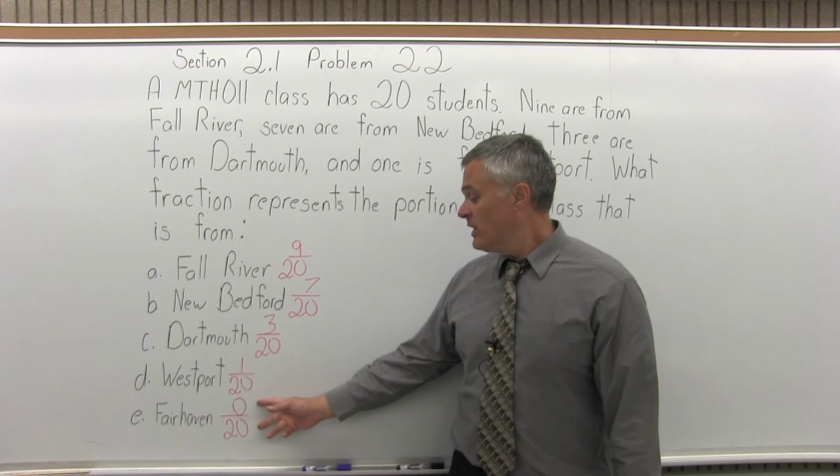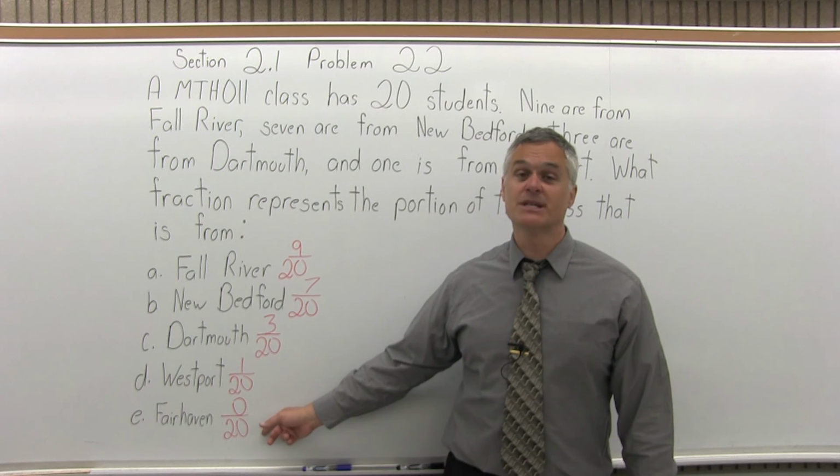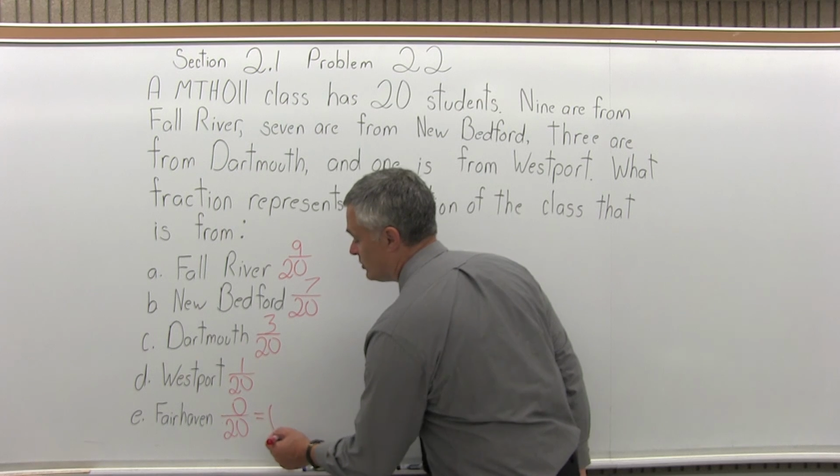And now, whenever you have a fraction where the numerator, or top, is 0 and the denominator is any number besides 0, that can be simplified to 0.